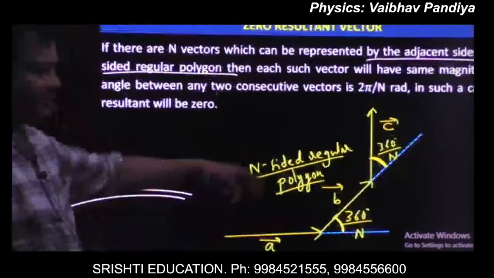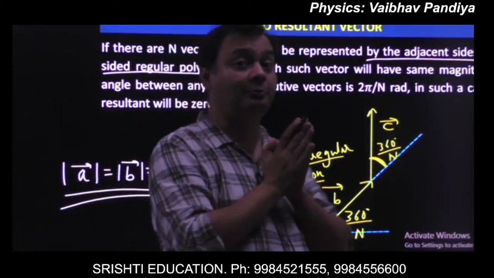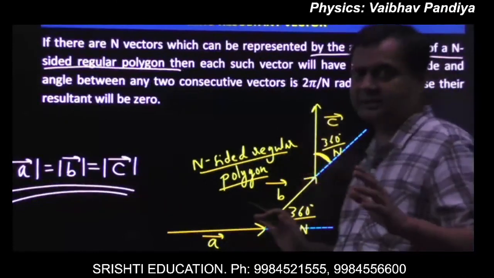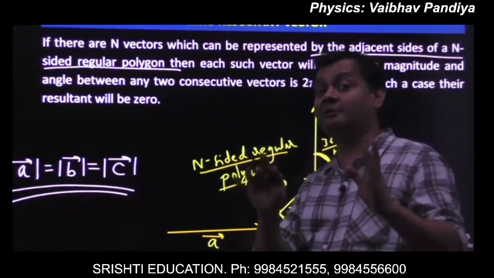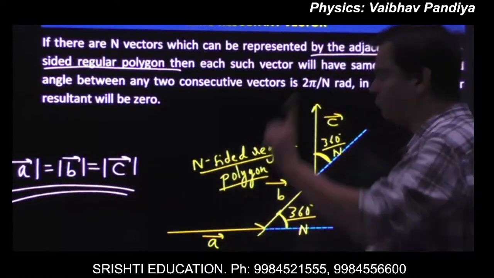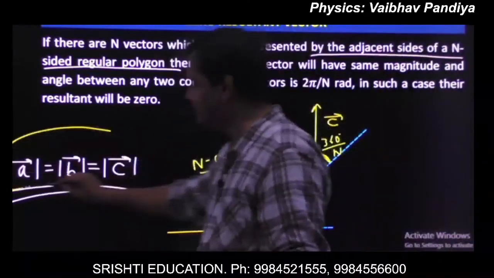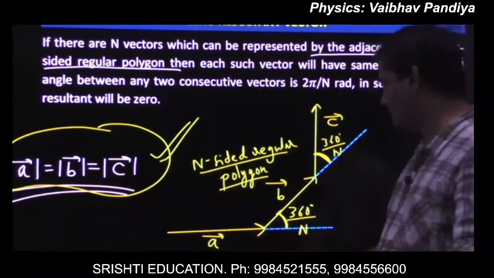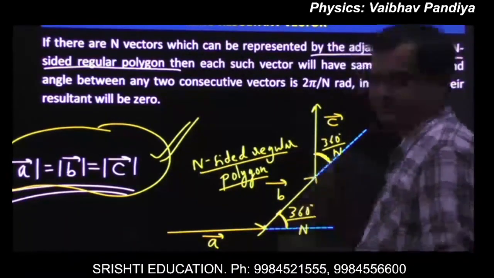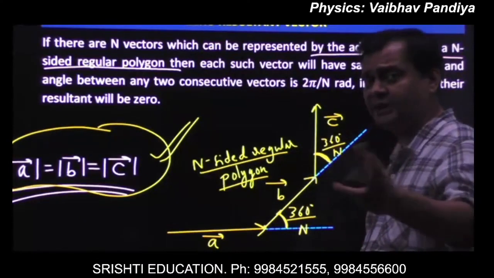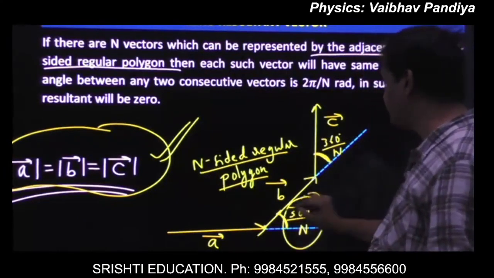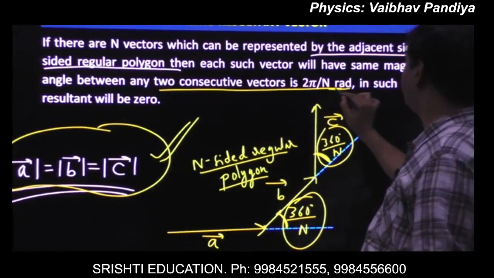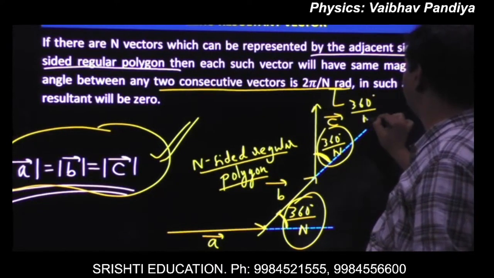If a number of vectors are represented by the sides of a regular polygon, a very important property, take care and pay attention, okay? If the vectors are represented by the sides of an n-sided regular polygon, number one, all vectors will have the same magnitude, because all sides are equal. Number two, the angle between any two consecutive vectors will be the same and will be 360 degrees by n, or 2 pi by n radian.